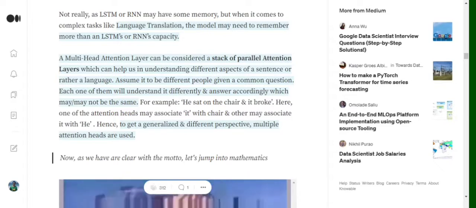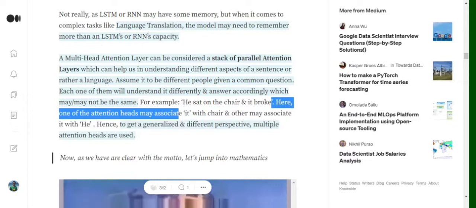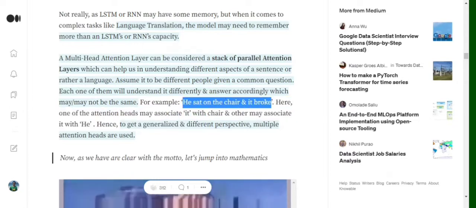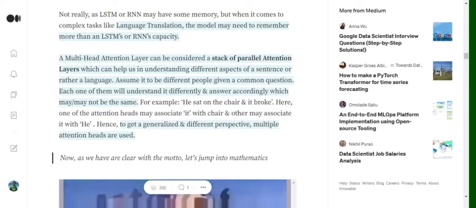The reason behind that is because in a particular sentence, for example, "he sat on the chair and broke it," a person can derive multiple meanings. It can be the case that the "it" being used in the sentence here is referring to the chair. Some might say it may refer to "he" also, because the model doesn't have a brain of its own, so it doesn't know the grammar and all that stuff. So it can be the case that it might start associating "it" to "he," or some other attention might start associating it to the chair.